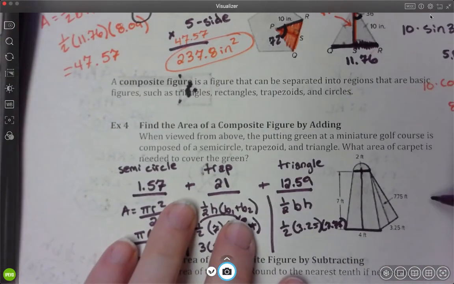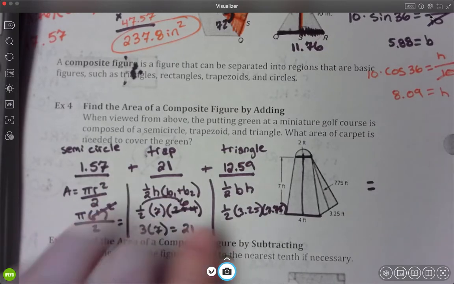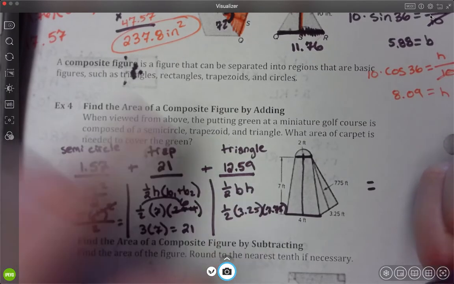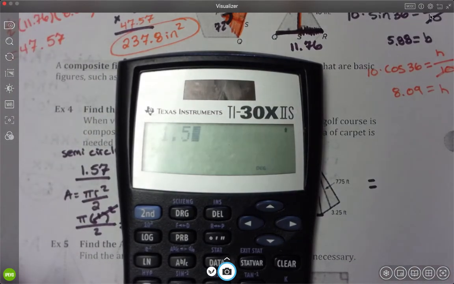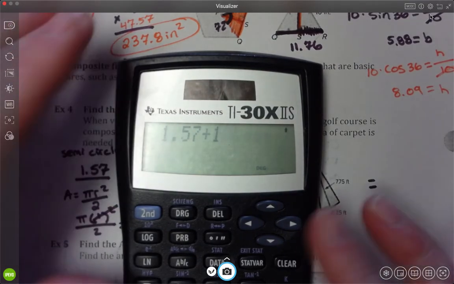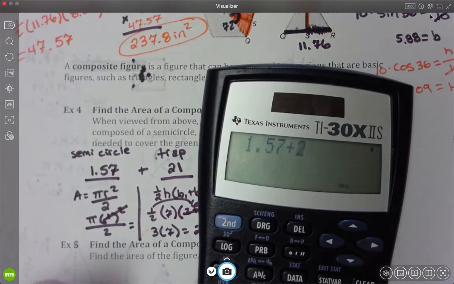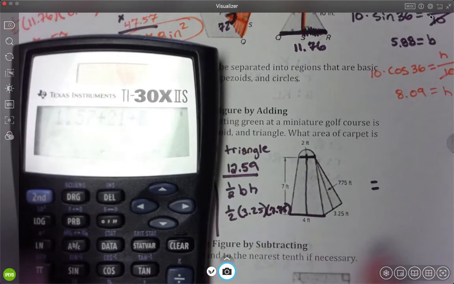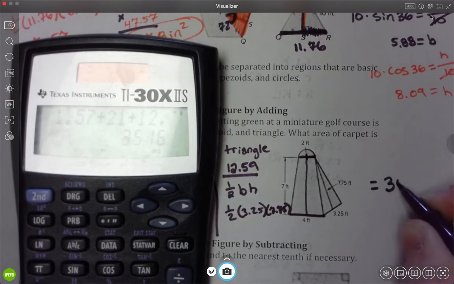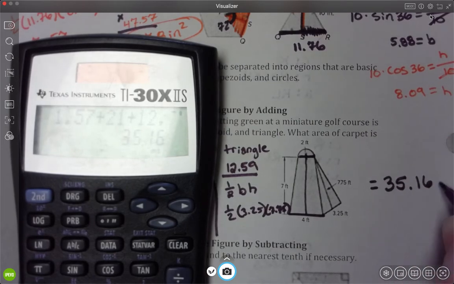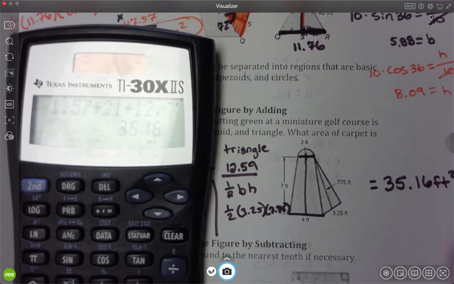Okay, so composite figure, I have pieces, all 3 together. I'm going to add those all up. So 1.57 plus 21 plus 12.59. Let's see what we get. 1.57 plus 21 plus 12.59. And that composed area is 35.16 feet squared.